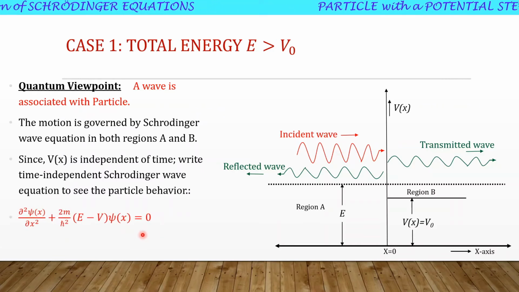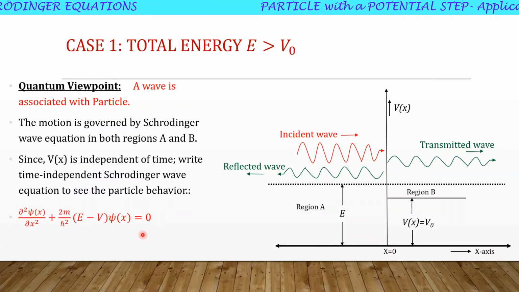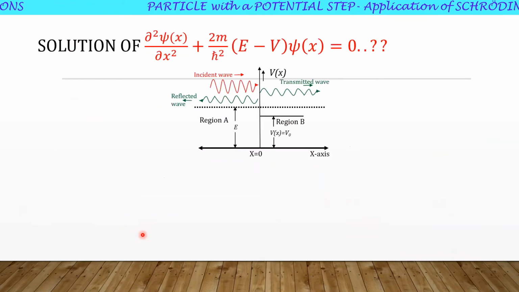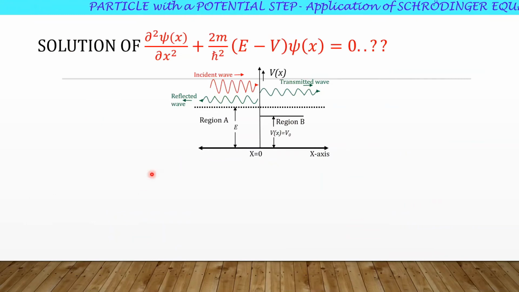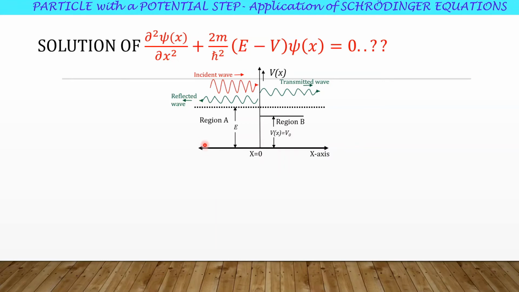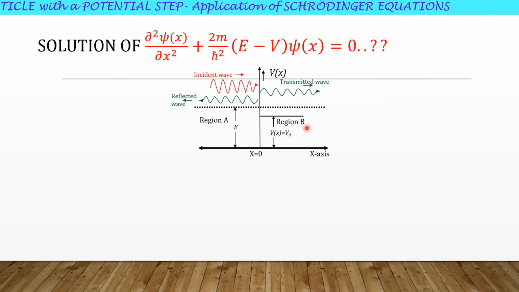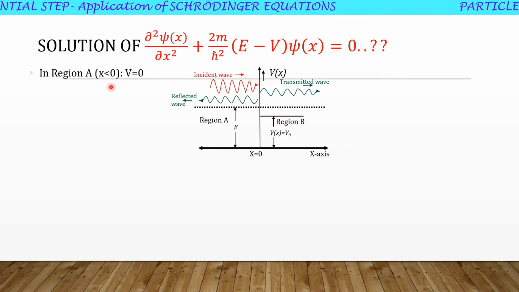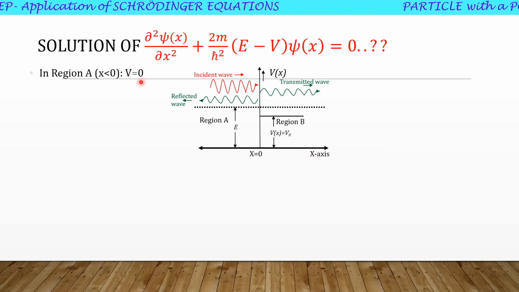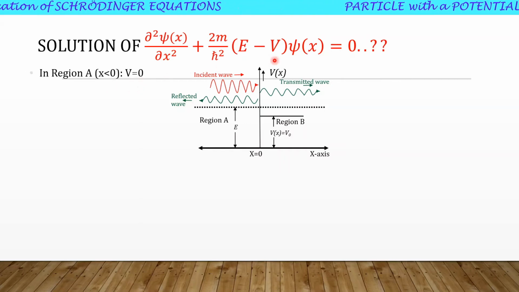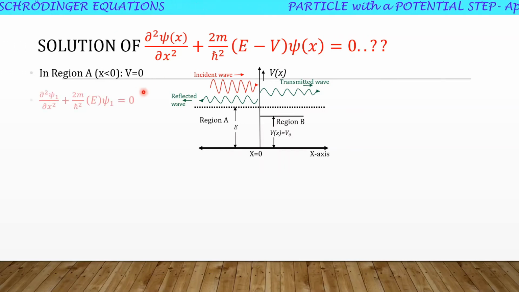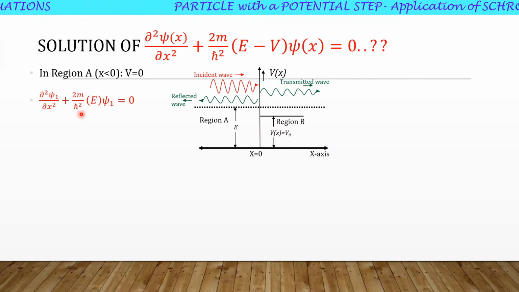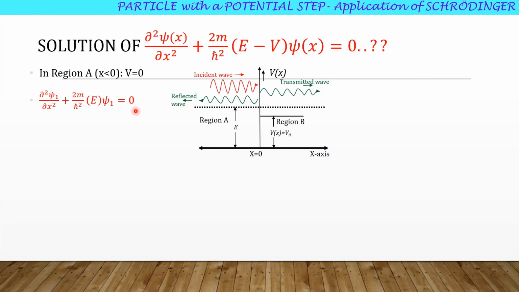This is the Schrodinger wave equation which we had derived in the previous lectures, and now we have to find out its solution. So this is the equation for which we have to find the solution in both the regions, region A and region B. Let us first solve it in region A, where x is less than 0 and the potential is 0. After putting V equal to 0, the equation takes the form: d square psi 1 over dx square plus 2m over h cross square into E psi 1 equal to 0.